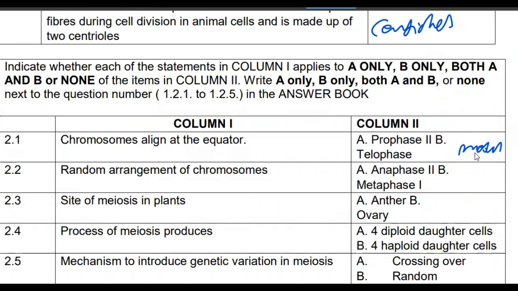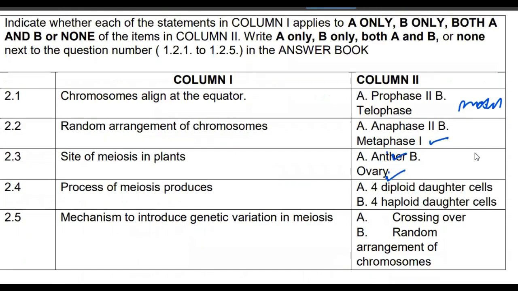Random arrangement of chromosomes, it must be metaphase. So it's A, B only. The site of meiosis in plants: anthers and ovary, both. This is male, this is female, and then the process of meiosis.